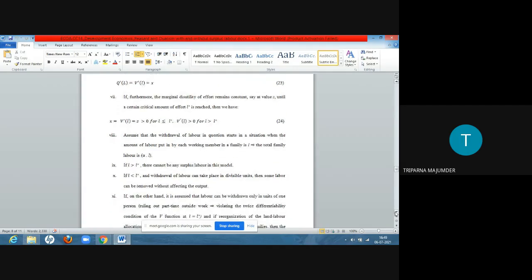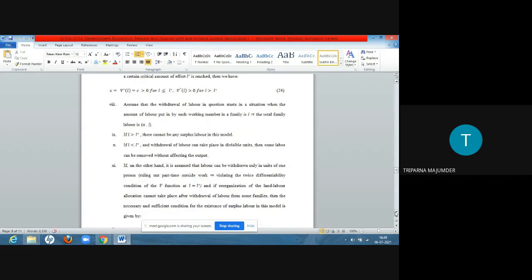Assume that the withdrawal of labor in question starts in a situation when the amount of labor put in by each working member in a family is L. This implies the total family labor is alpha into L. If L is greater than L star, there cannot be any surplus labor in this model. Now, if L is less than L star and withdrawal of labor can take place in divisible units, then some labor can be removed without affecting output.